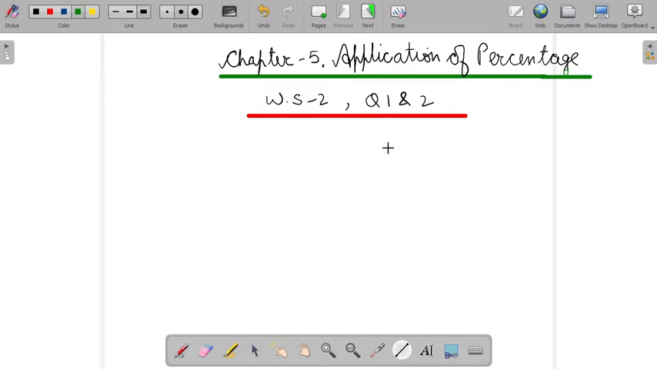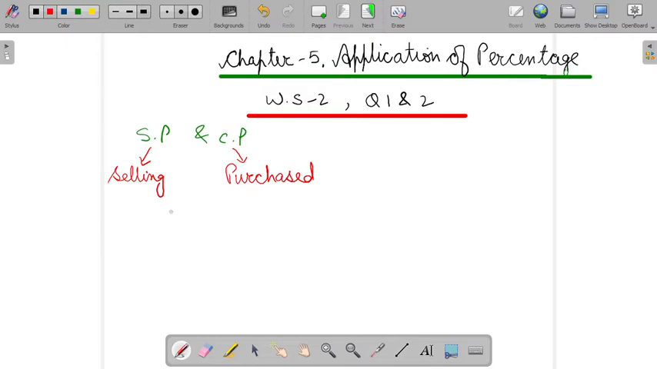Worksheet 2 is related to the concept of selling price, cost price, and then profit and loss. I think you must be aware of selling price and cost price. Selling price means the amount at which we are selling any product, and cost price means the amount for which we have purchased the thing.